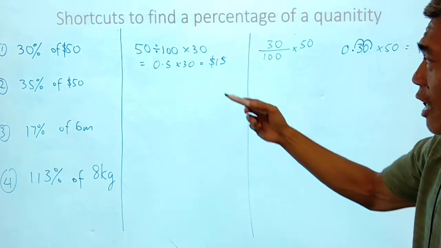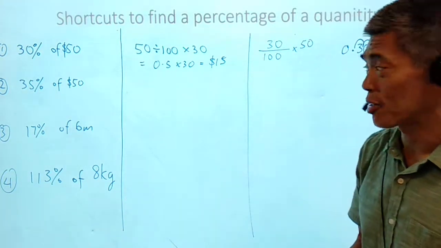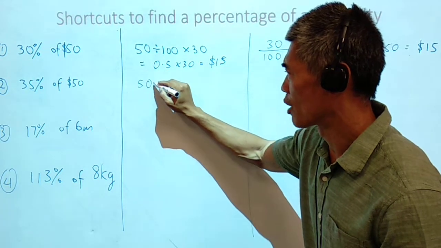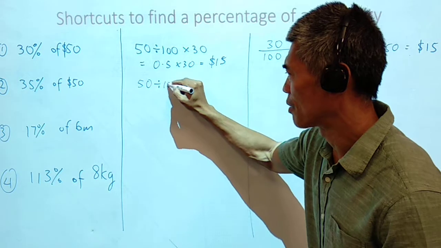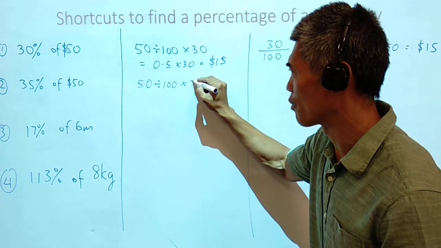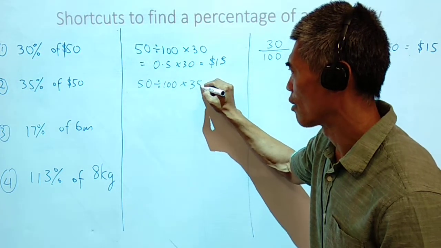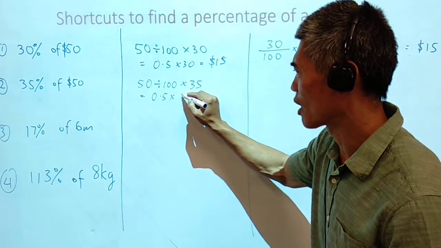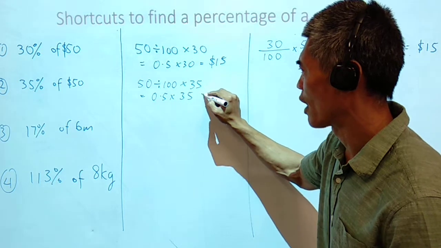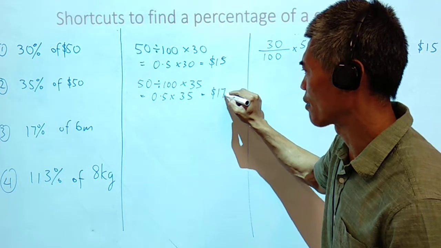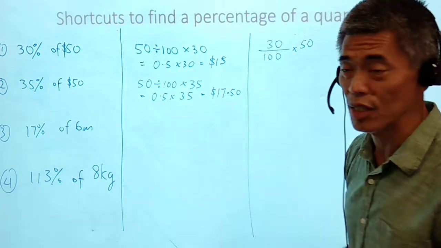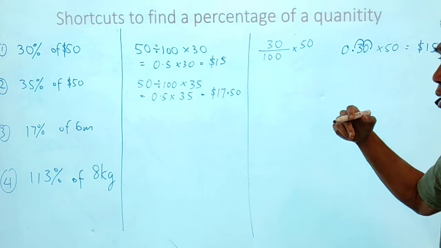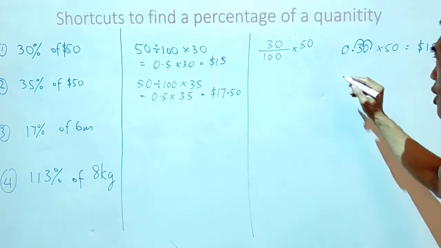Now let's take a look at the next example, 35% of 50. So we're talking about having $50 divided by 100 and then multiplied with 35. So this is the same as 0.5 times 35, and that gives us $17.50.